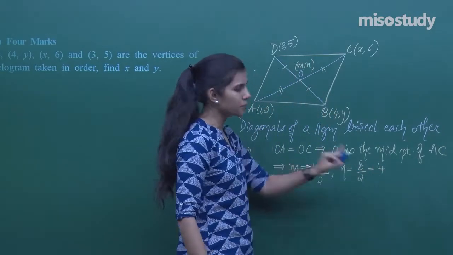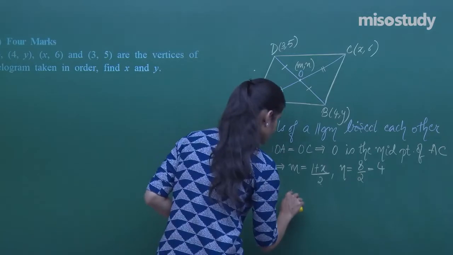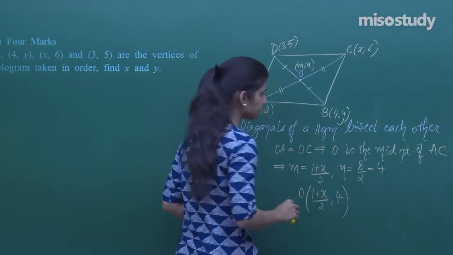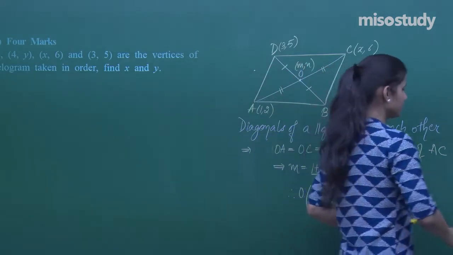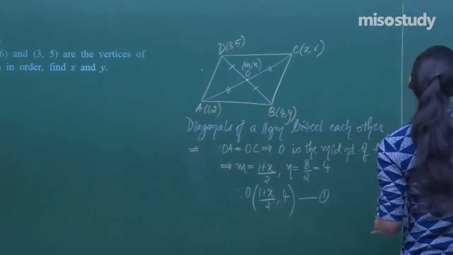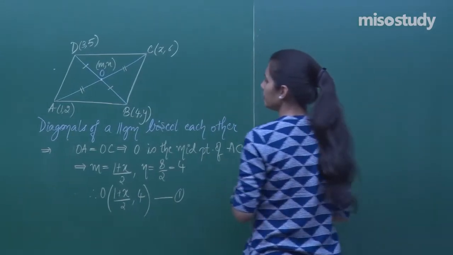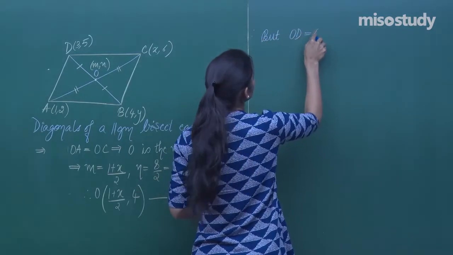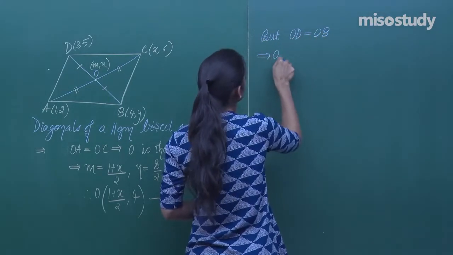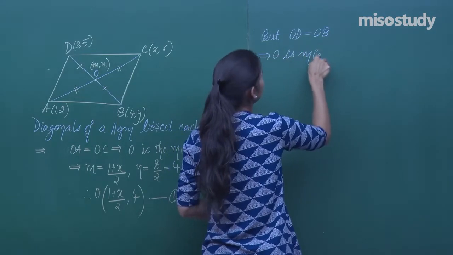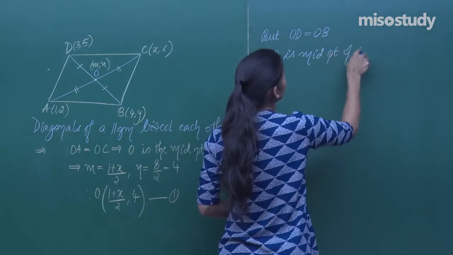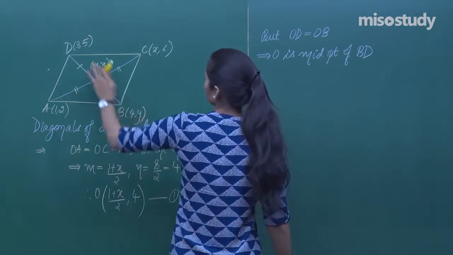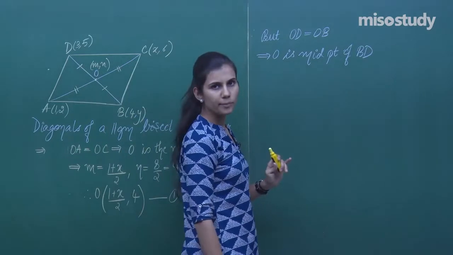This would be the x and this would be the y coordinate of point O. Therefore, O's coordinates will be (1 plus x upon 2, 4). But not just is O the midpoint of AC, O is also the midpoint of BD. OD is equal to OB, which implies O is the midpoint of BD. Right?